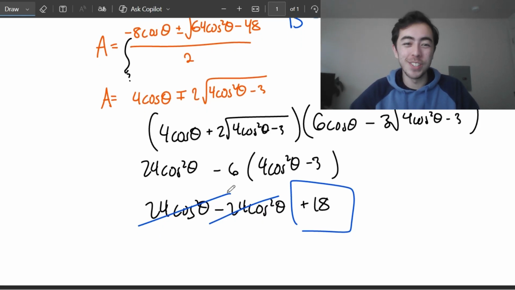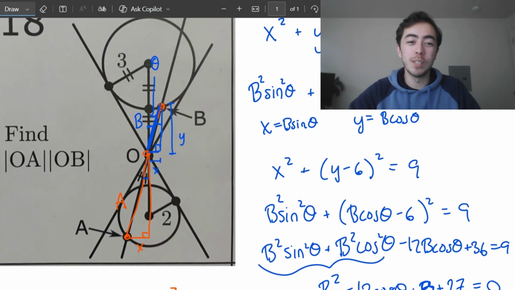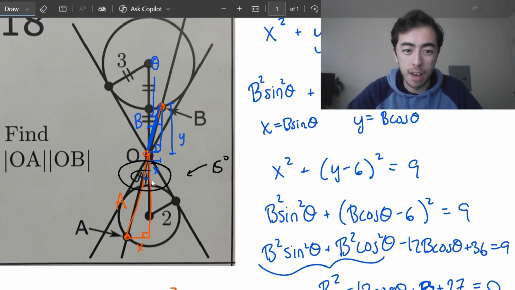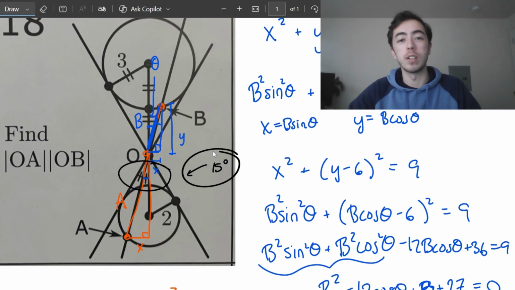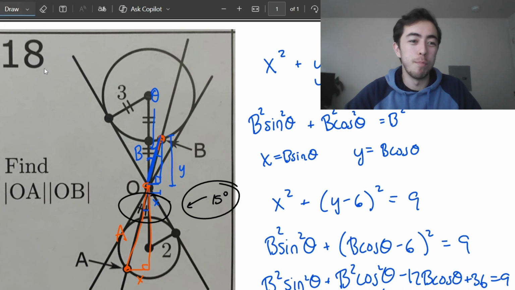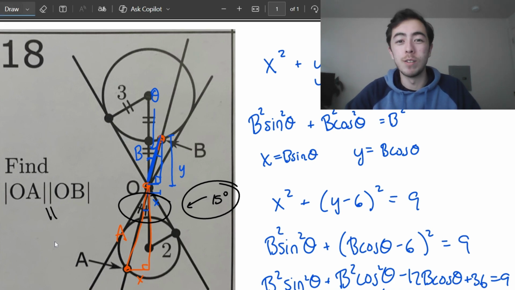There is my solution. We just solved it generally, which does mean that for whatever angle we have here, which is 15 degrees, half of the 30, we're still going to get 18, because this product does not depend on that theta or that 15 degrees that we have in this diagram. So the magnitude of OA times the magnitude of OB is 18, and we can be all done.